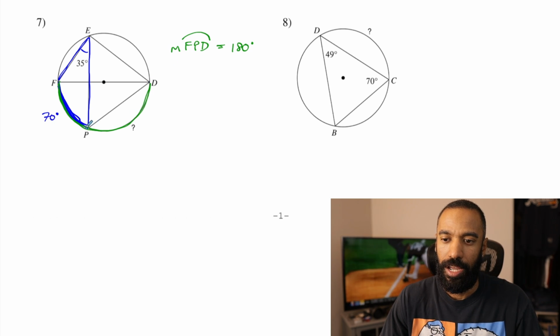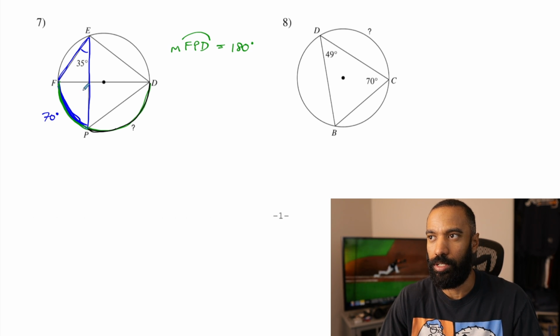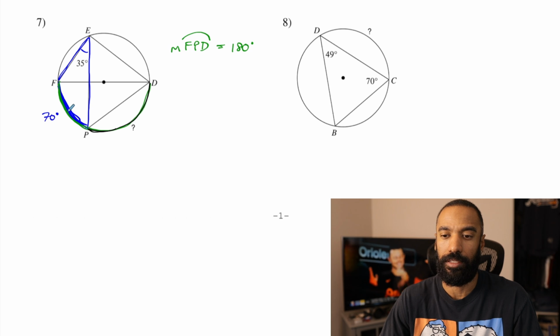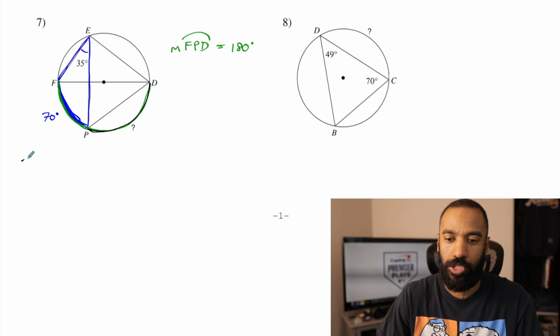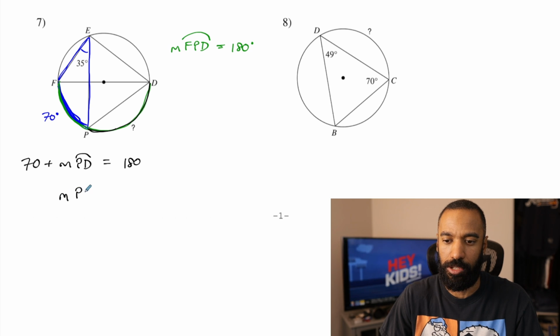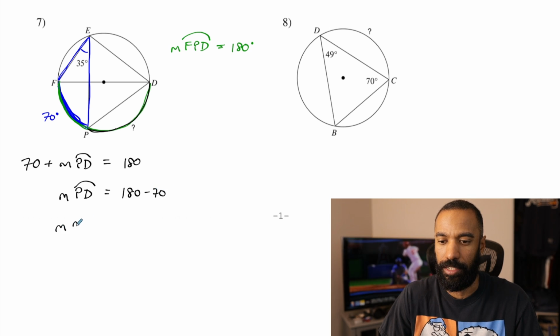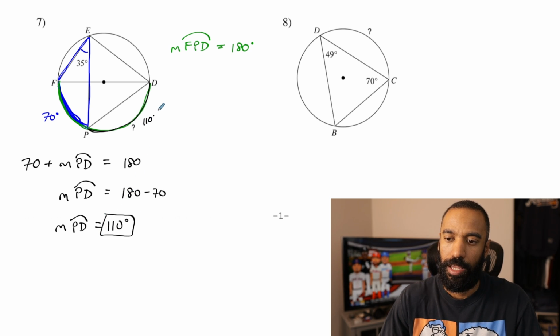So we have to find the measure of arc PD right here by taking a pretty basic notion, and I'm sure you would agree with it: if I add this 70 degree arc measure and this unknown arc measure right here, I should be getting 180. So 70 plus the measure of arc PD is 180 degrees. And so if I subtract 70 from both sides, the measure of arc PD is 180 minus 70, which is 110 degrees. And that is the answer.